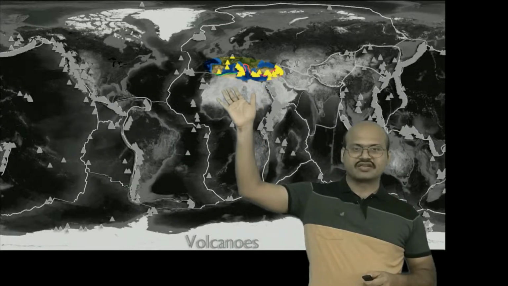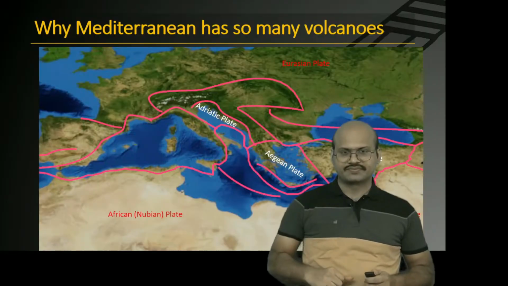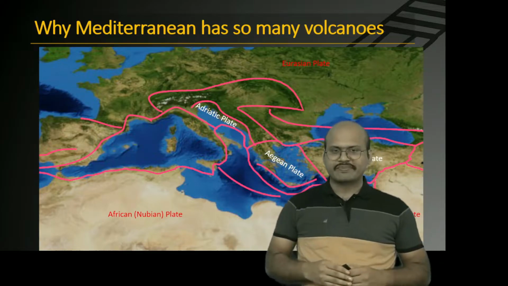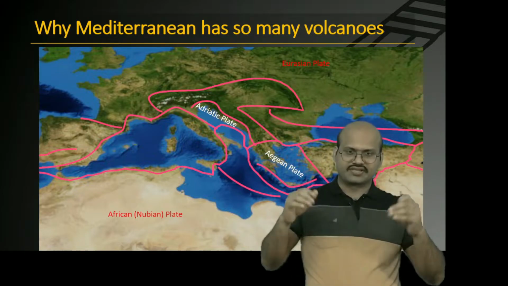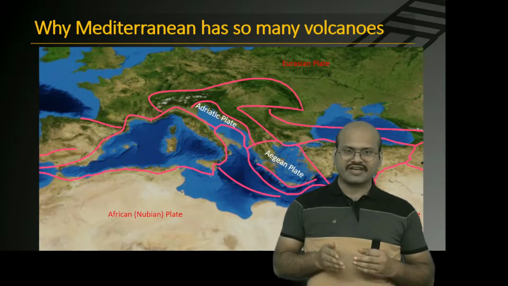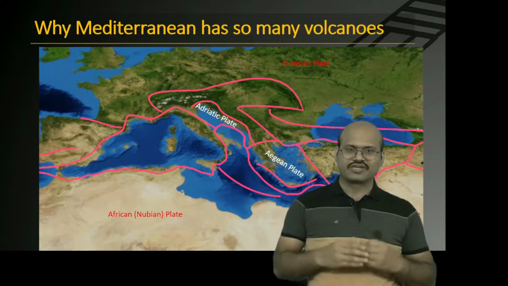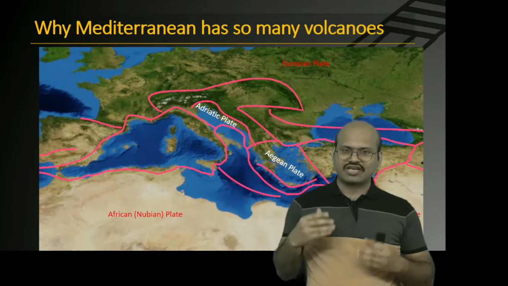So let's see the first region, that is the Mediterranean region. You can see that in the Mediterranean region we can find a large number of volcanoes. So let's try to understand why there are so many volcanoes here. We already know that the Mediterranean region is a remnant of the Tethys Sea. The Tethys Sea existed between Africa, India and Eurasia. It was a very big ocean. But due to the movement of the African plate, Arabian plate and Indian plate towards Eurasia, that ocean has disappeared now. The Mediterranean Sea is only a remnant of it.